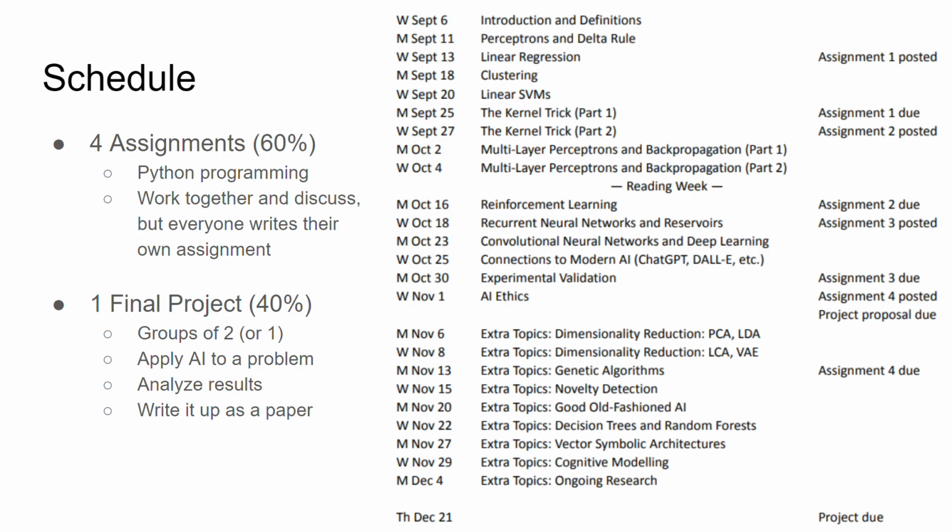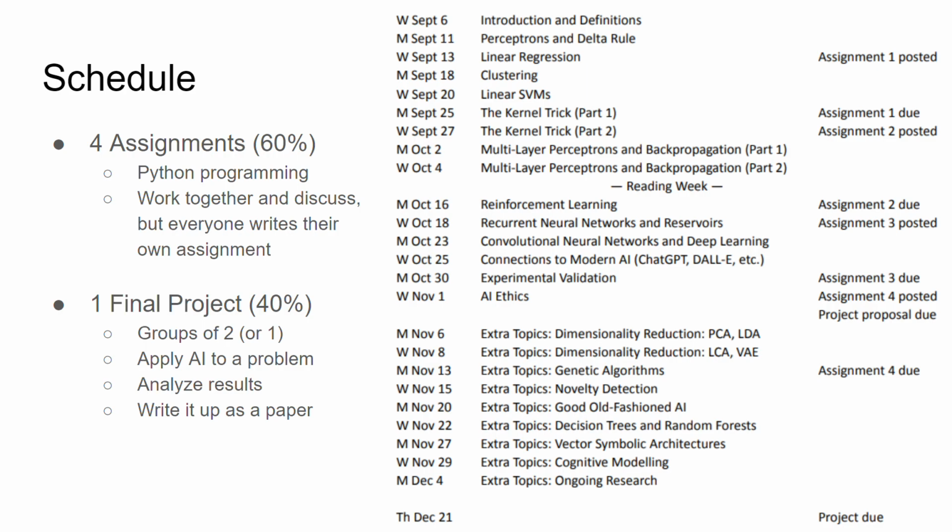As far as grading goes, we're going to do 4 assignments and a final project. The assignments, the first one is going to come out at the end of next week. There's going to be one assignment every 2 weeks. They will be Python programming assignments. Basically, you will implement these things. There'll be a little bit of short answer questions, but you'll be implementing these things, running them. Sometimes you'll be implementing them from scratch. Sometimes you will be using existing tools.